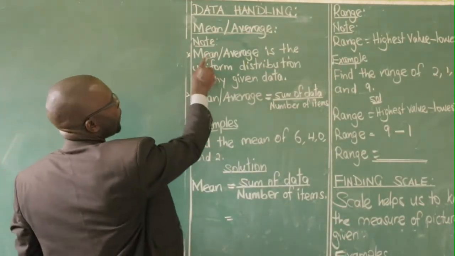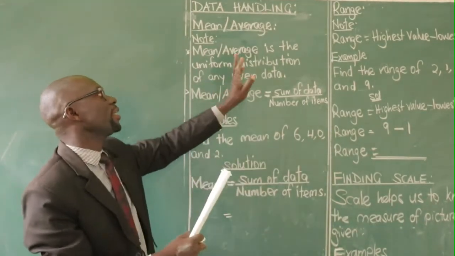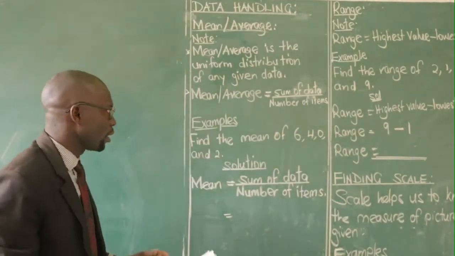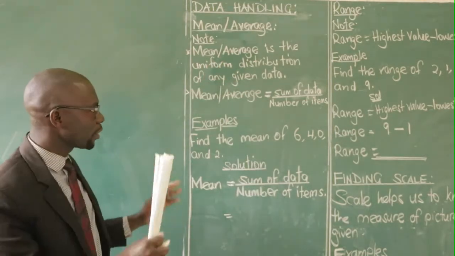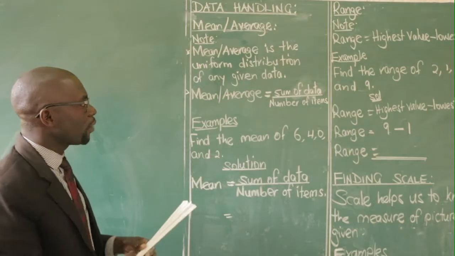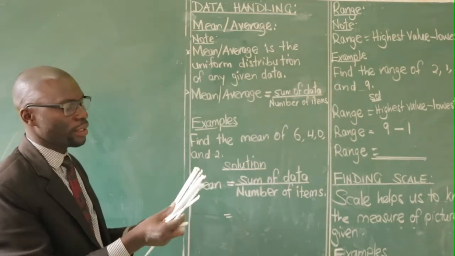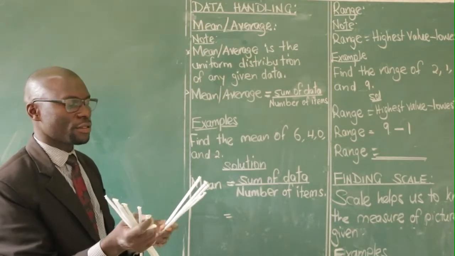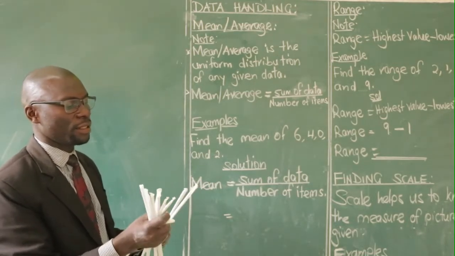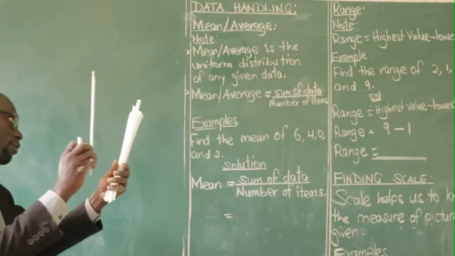So note, mean, or average, is the uniform distribution of any given data. Here there is no grade. We have to share everything that has been given equally. Now, in my hands, I have 12 straws. 1, 2, 3, 4, 5, 6, 7, 8, 9, 10, 11, and 12.